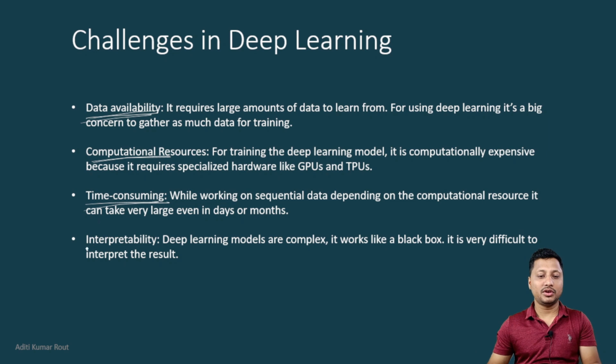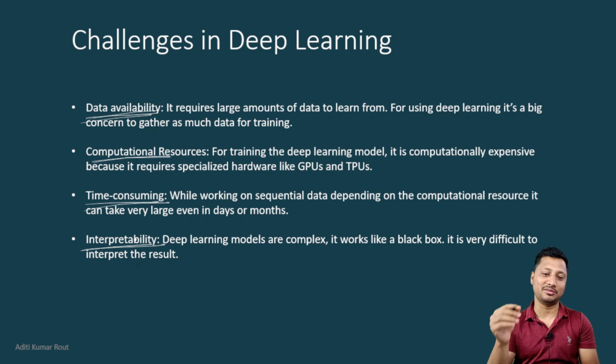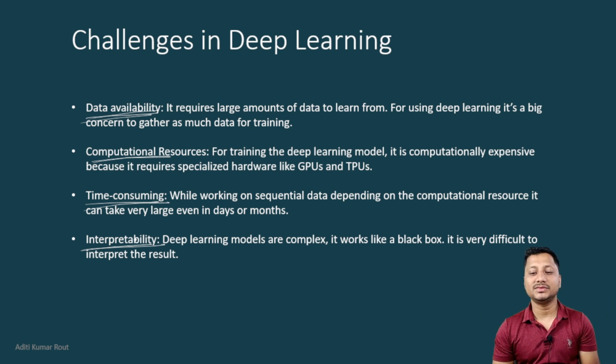Then the fourth point is interpretability. It's very difficult to interpret the deep learning model because internally it is learning the patterns available from the data and giving the output. So it is not like our classical machine learning model where interpretability is pretty easy; here it's working like a black box. That's why it is very difficult to interpret.